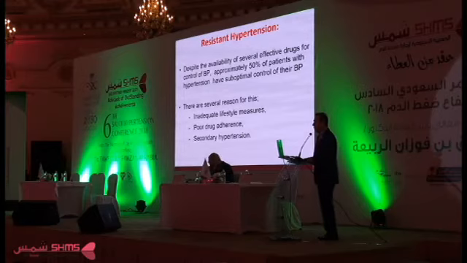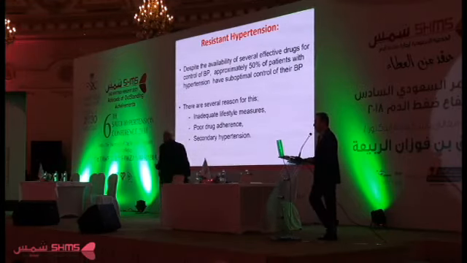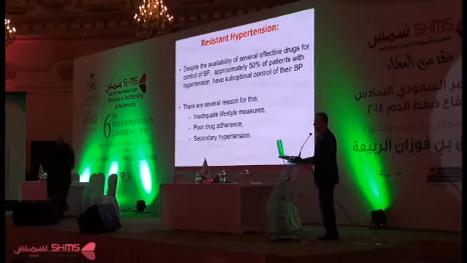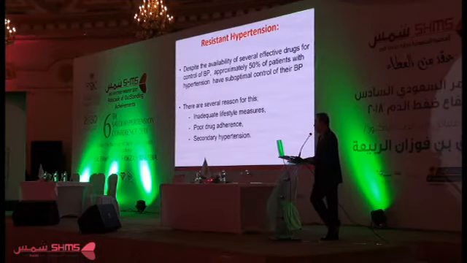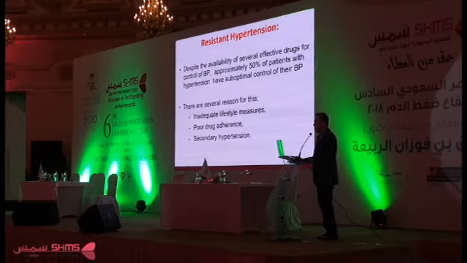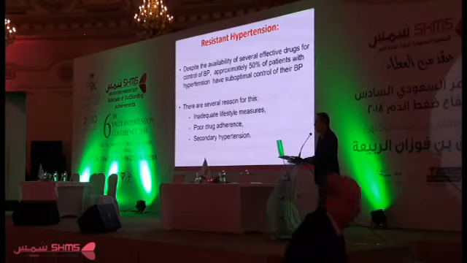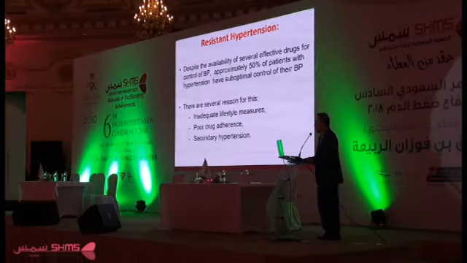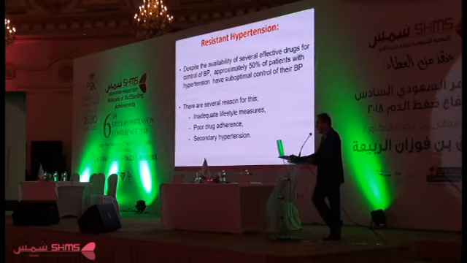We have a lot of medicines from different groups acting in different ways to decrease blood pressure. Despite multiple antihypertensive drug combinations, we cannot decrease blood pressure to below the target levels in some patients. Approximately 50% of patients with hypertension have suboptimal control of their blood pressure. There are several reasons for this, such as inadequate lifestyle measures, poor drug adherence, and secondary hypertension.